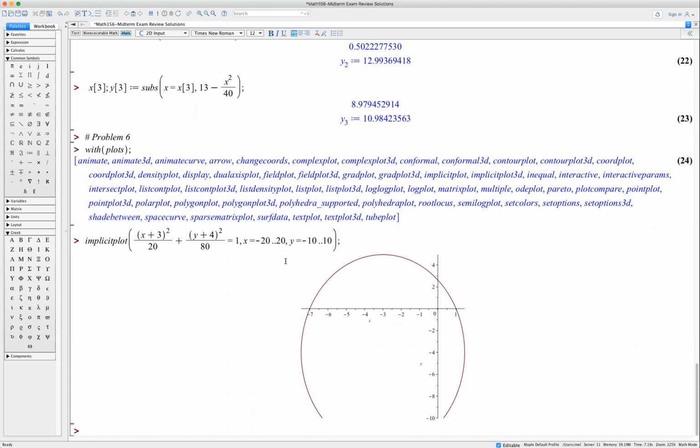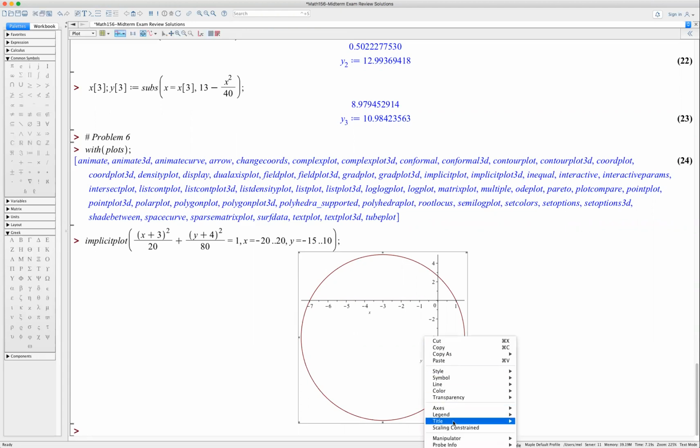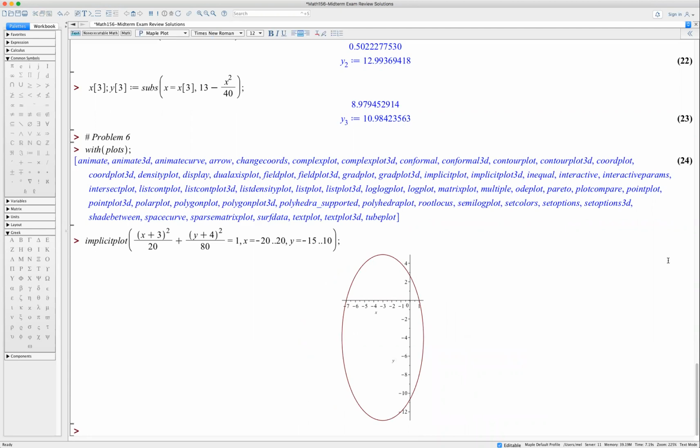So I want to go down a little bit further. Let's make this 15. There we are. And I can really go from maybe, well, just leave it like that. So this is the ellipse. Of course, it looks like a circle. So if I do scaling constrained, now it really does look like an ellipse. There it is.